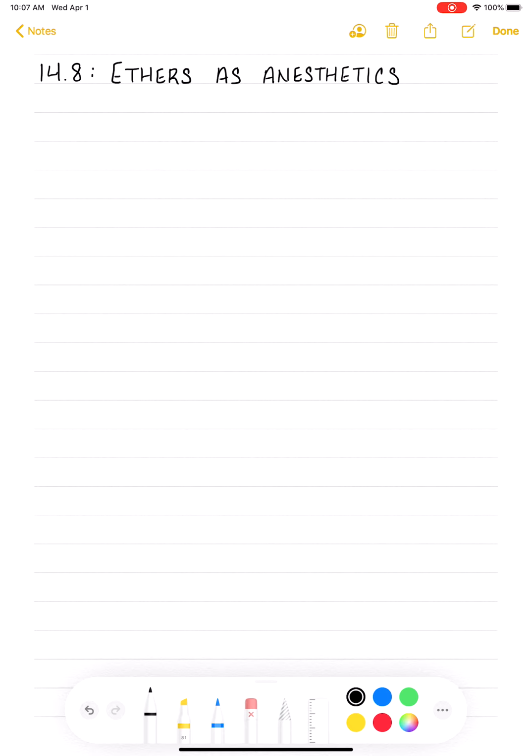The ether is a functional group. An ether is a molecule that has an oxygen that is single bonded to two carbons, and the carbons have other stuff hanging off of them. It doesn't really matter what's attached to them. But this right here is the ether functional group.